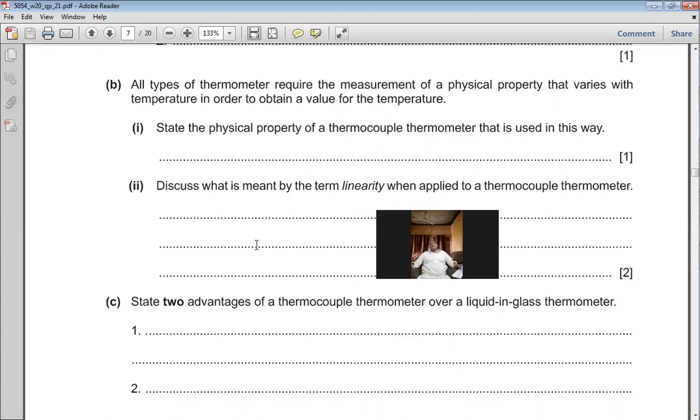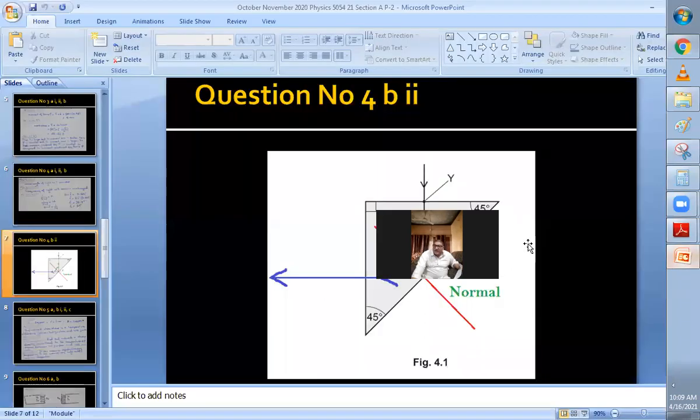All types of thermometer require the measurement of a physical property that varies with the temperature in order to obtain a value for the temperature. State the physical property of the thermocouple thermometer. See, in the thermocouple thermometer, whenever there is a temperature difference between the cold junction and the hot junction, EMF or voltage is induced in those copper and iron wires, and that can be measured with the voltmeter. So the EMF is induced when there is a temperature difference between the hot junction and the cold junction. Let me show you my answer and then we check the marking scheme also.